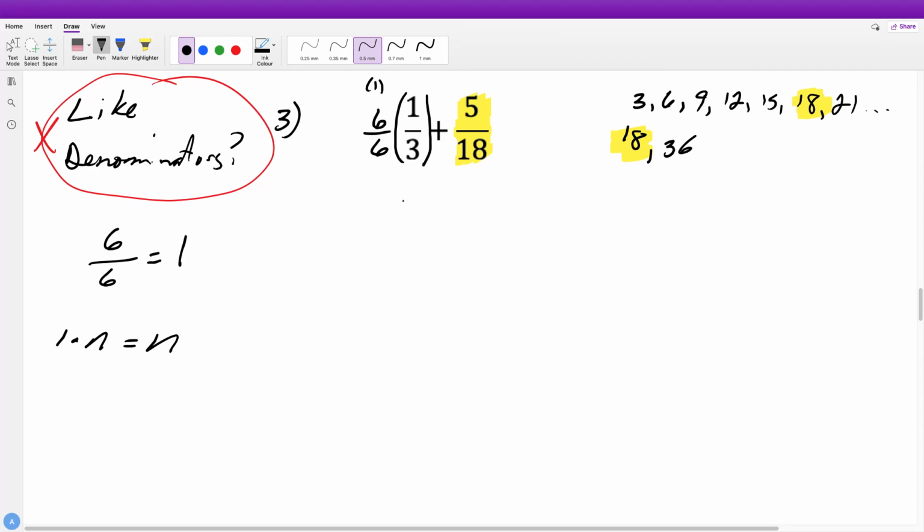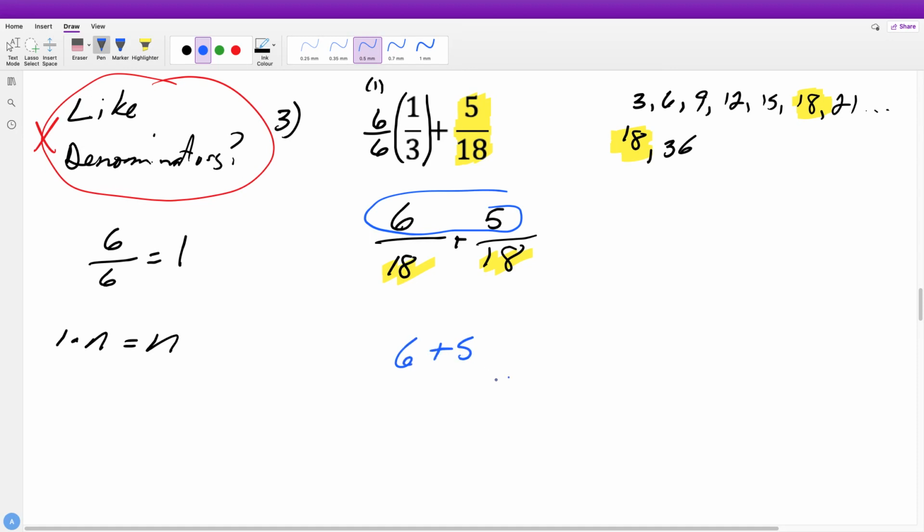So now we multiply in. 6 times 1 gives me 6, and 6 times 3 gives me 18. So now we look and see, okay, we do have our common denominators, and this is called our least common denominator when we look for the lowest value that they share. And once we have that common denominator, we know that we can simply perform the operation only to our numerators. So I can then say 6 plus 5 over 18, and now 6 plus 5 gives me 11 over 18, and that is my final answer.